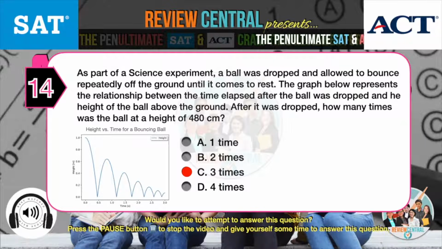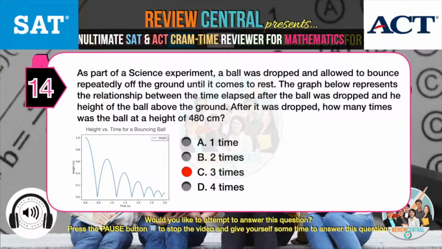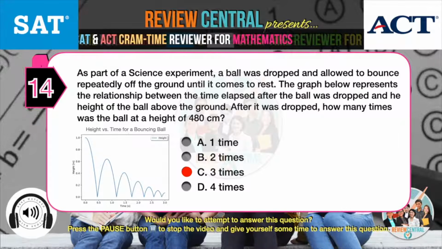In fact, for this particular question, just like in many similar ones, you don't even need to make any calculations. You simply need to read the text, understand the question, and pick out the answer from the graph. The answer is literally there, hiding in plain sight. Let's answer this question and show you how easy it really is. The question is, how many times was the ball at a height of 480 centimeters?